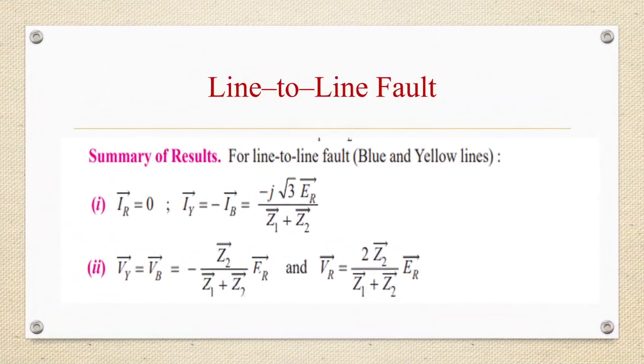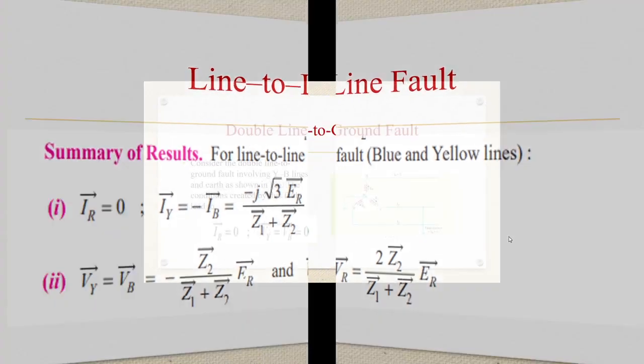So the summary of these two results is that for a line to line fault, that is a fault occurring between blue and yellow lines, first point is current in R phase is 0 and currents in Y and B phases is minus j root 3 ER by Z1 plus Z2. So we are mentioning here Iy is equal to minus Ib. Second point, Vy is Vb, that is minus Z2 by Z1 plus Z2 ER, and Vr is equal to 2Z2 by Z1 plus Z2 into ER.